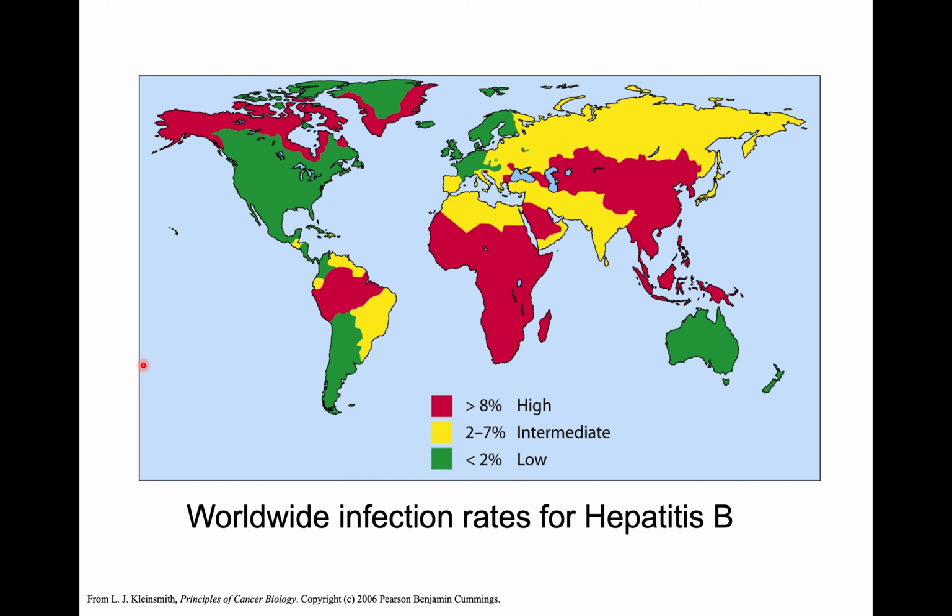So we don't hear a whole lot about HBV in the U.S. because infection rates are pretty low, but in parts of Africa, Asia, South America, it's a very big problem and contributes to a large number of liver cancer cases. And in fact, you'll see liver cancer rates are much higher in these parts of the world where hepatitis infections are more prominent.